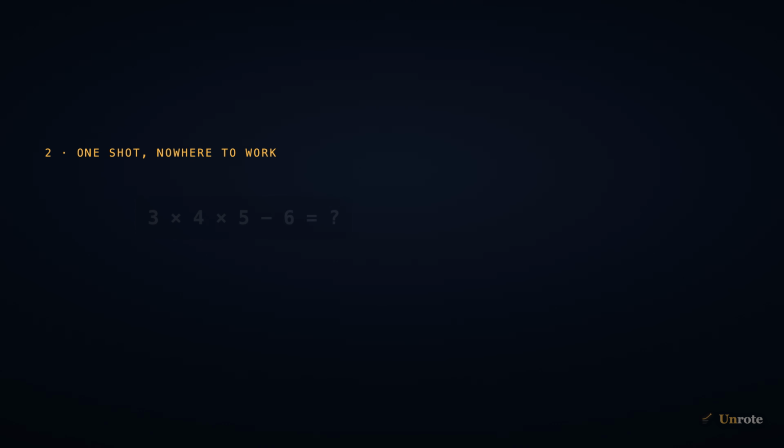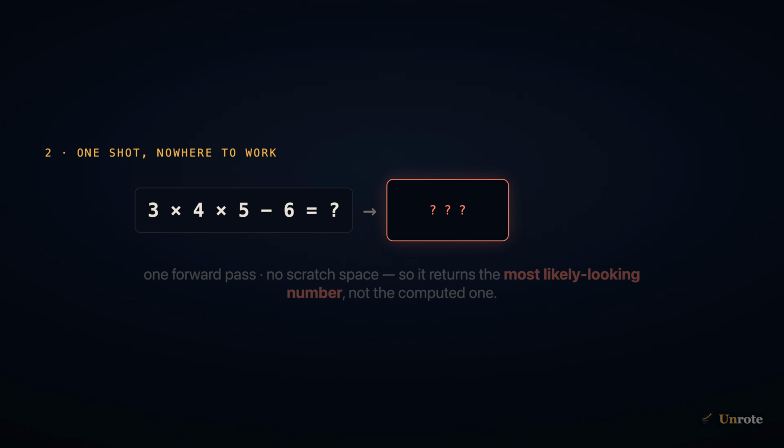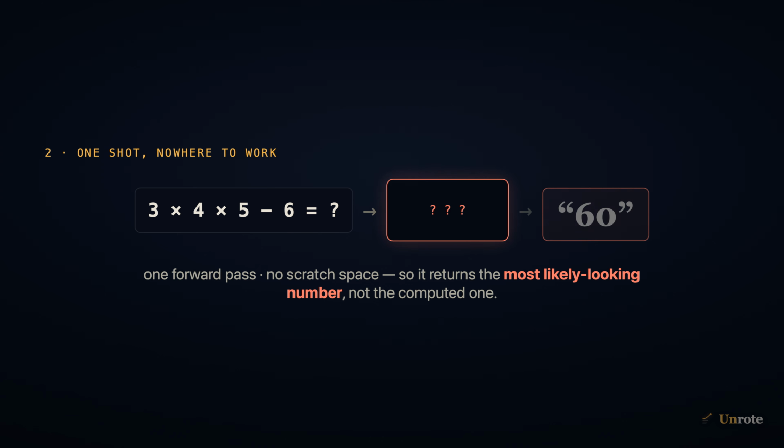Here's the thing to picture. When the model answers in one shot, it gets a single pass to turn your whole question straight into a number. All of it, 3 times 4 times 5 minus 6, has to happen in that one step, with no place to write anything down. So instead of computing, it reaches for the number that feels most likely. That's a guess wearing a confident voice.